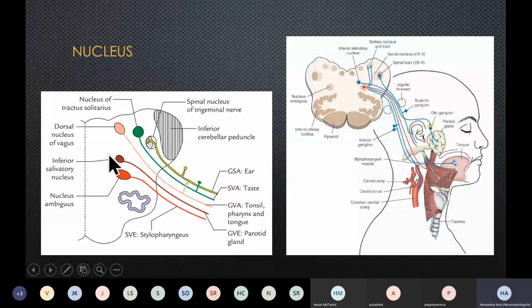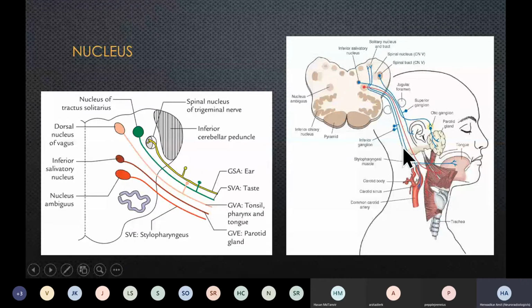And just look at the arrangement again. The motor nuclei are more medial, more anterior, and the sensory nuclei are much more posterior, much more lateral. And you'll remember our discussions on embryology where the sensory nuclei are lateral, the motor nuclei are much more medial.